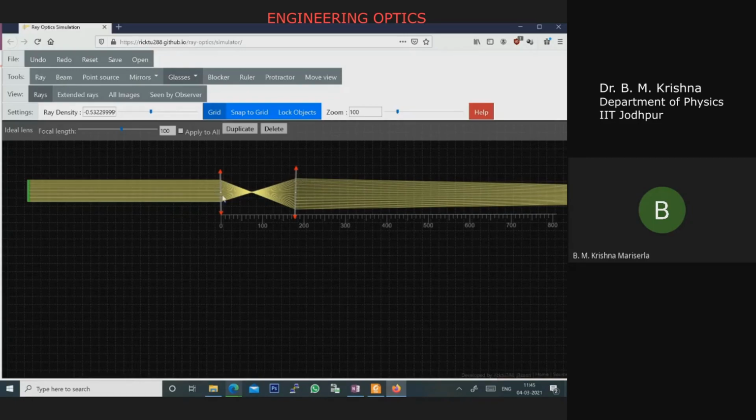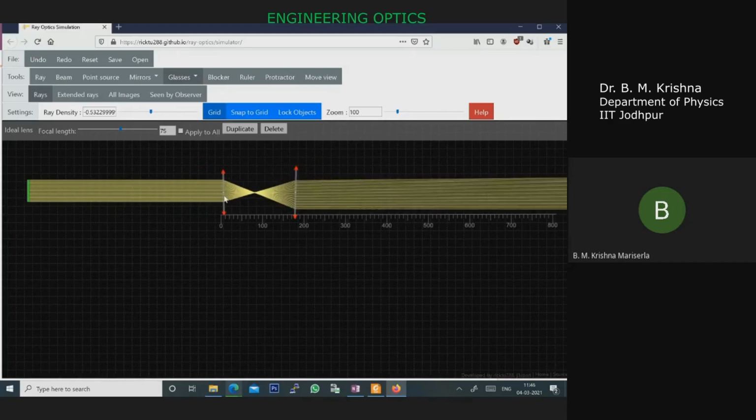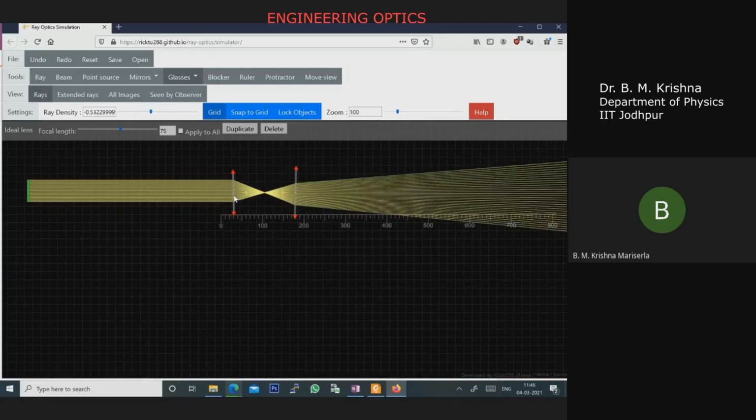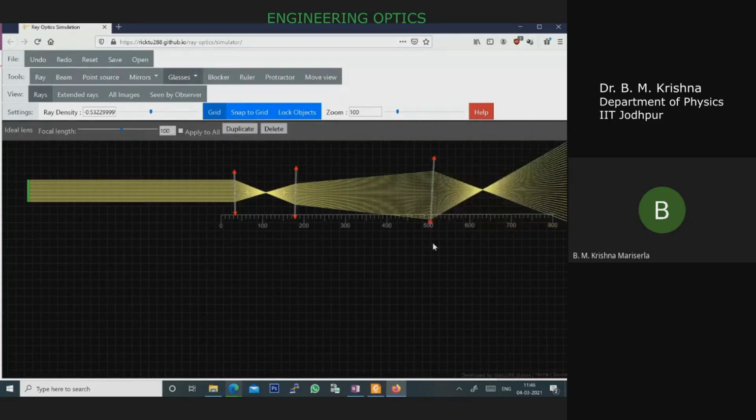But you have to do this kind of simulation so that you can understand how the beam size is changing. For that you need to have a combination of lenses. You have different combinations of lenses, you have to play with them, then you may get different sizes of the beams.